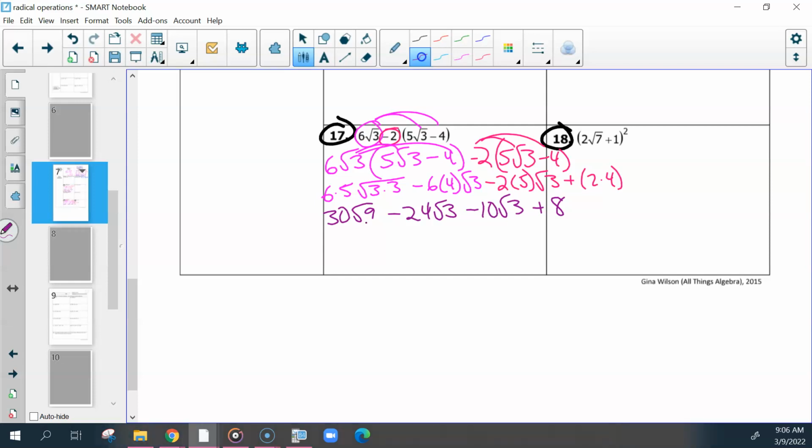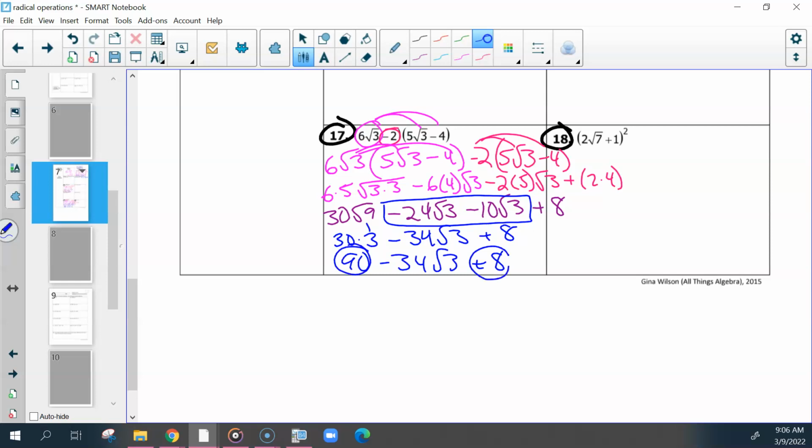Square root of 9 can be broken down to 3. And we can combine these two. So I'm going to go ahead and do that in the same step. Or you could wait till the end, it does not matter. So negative 24 minus 10 would be negative 34 times the square root of 3. They're both negatives. You're not multiplying. And then plus 8. 30 times 3 would give us 90. And then we could combine our 90 and 8. 98 minus 34 times the square root of 3.